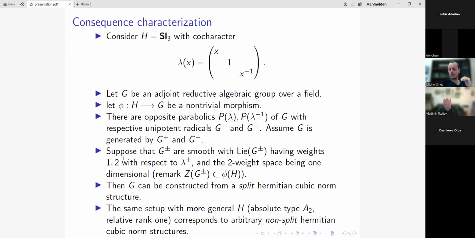Well, if you have relative rank 1 or 2, you have such a co-corrector. In the case that you have relative rank 1, you will obtain that G can be constructed from a non-split Hermitian cubic norm structure.